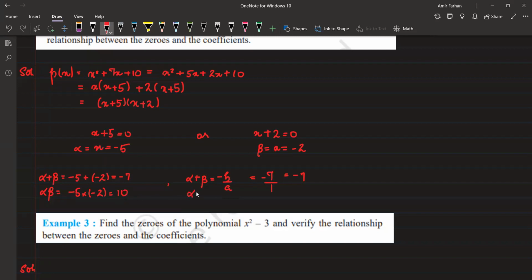If I take the alpha into beta ratio, that is c by a. Now tell me the value of c here. 10. And what is the value of a here? 1. So it means the verification is done correctly. The alpha and beta relationships are satisfying each other. Yes or no? Yes, sir.